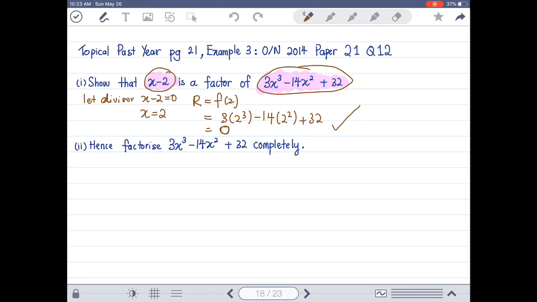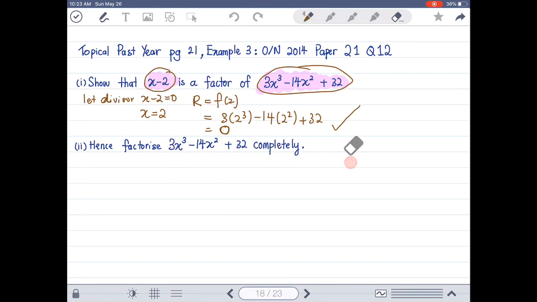Okay, next one. Hence, factorize 3x cubed minus 14x squared plus 32 completely. So since this is 3x cubed, I would expect something like this. If it's x squared, then if we factorize, we will have two brackets. Since this is x to the power of 3, hence if we factorize, we should have 3 brackets.